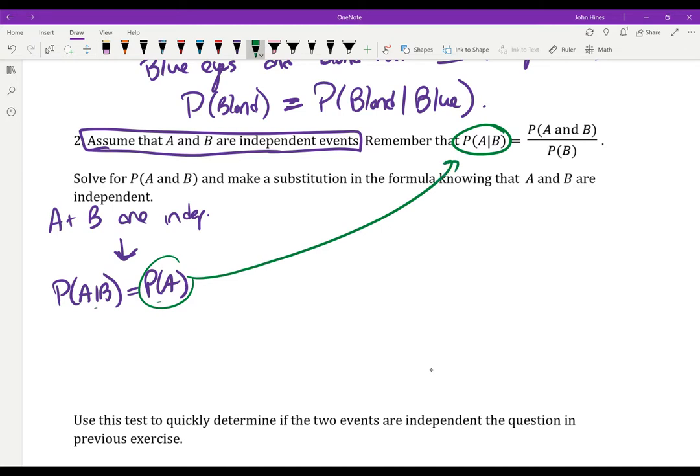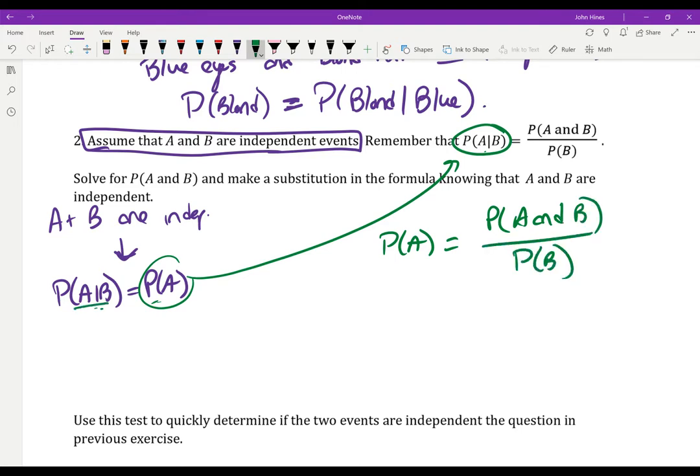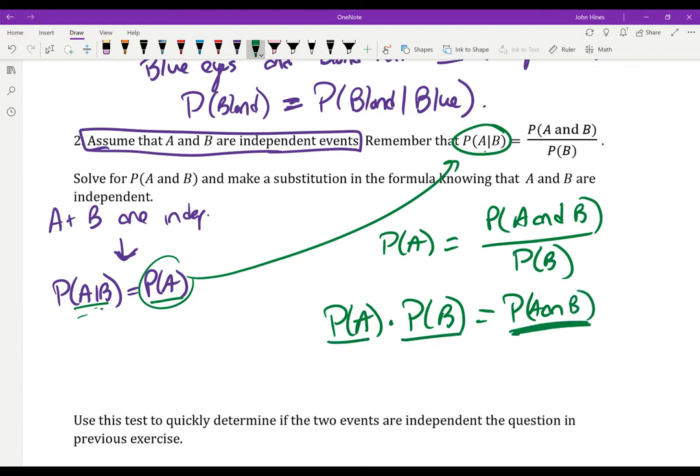Since they're independent, these are the same. So that tells me P of A, because they're independent, I can make that substitution, equals the and over the given. But I don't have the given anymore because I know they're independent. I'm only allowed to do this if they are independent. And then if I cross multiply here, we get a nice little formula. A times B should equal the and. Probability of A times the probability of B gives me the and probability, only if they're independent events.